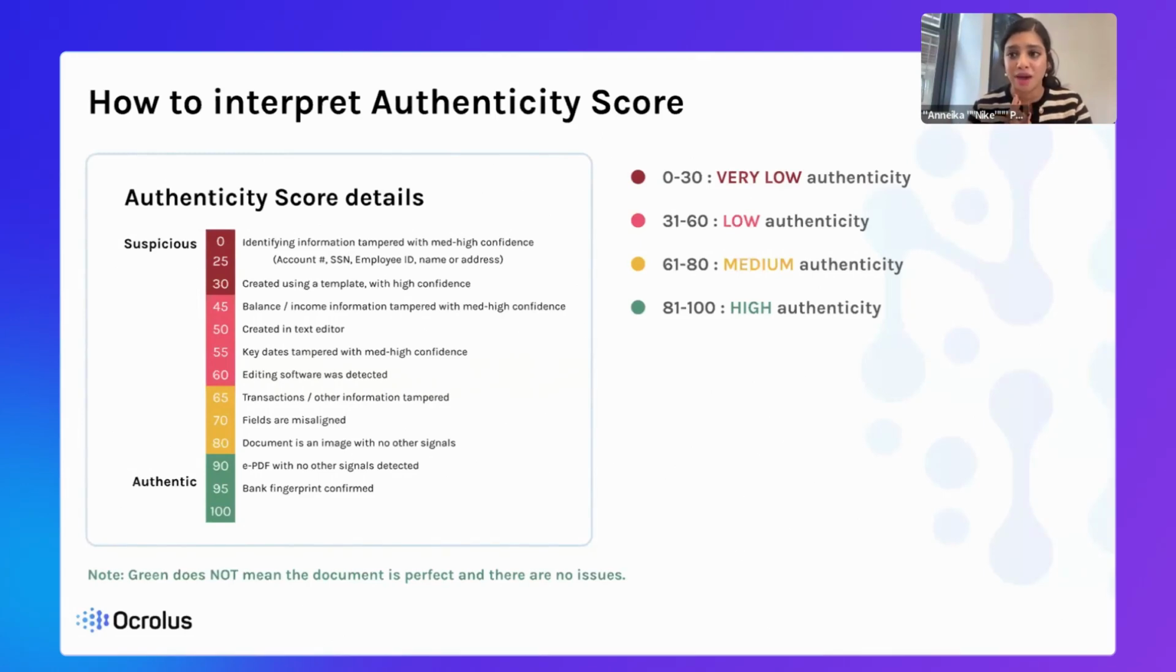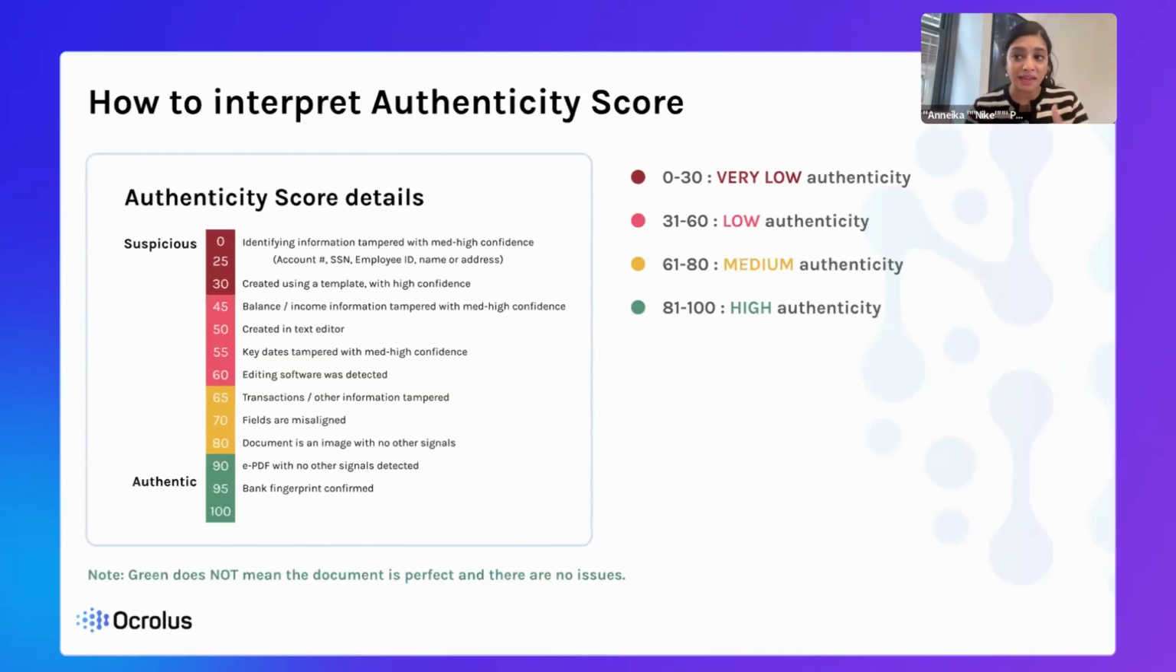But the way we think about these more suspicious documents is like 30 and below. These kinds of indicators where you have account numbers being tampered, you have employee names being tampered, social security numbers being tampered, those are really suspicious. We call that pants on fire fraud, if you will, meaning there's really no good reason for someone to be doing that most of the time.